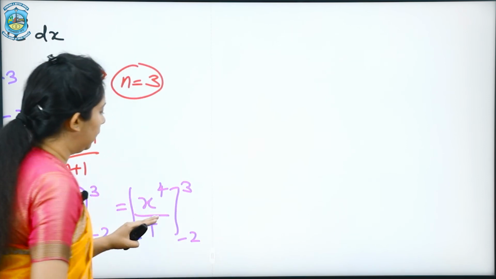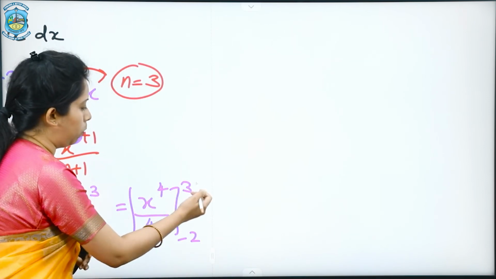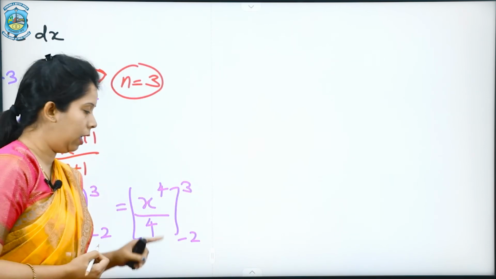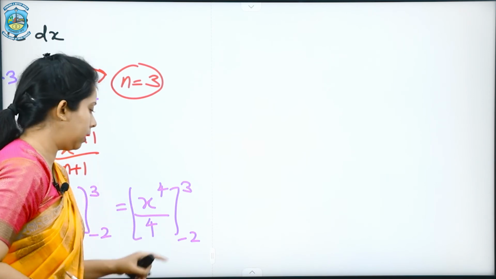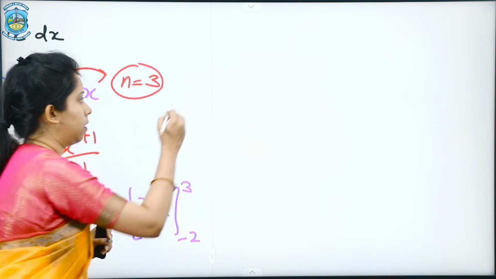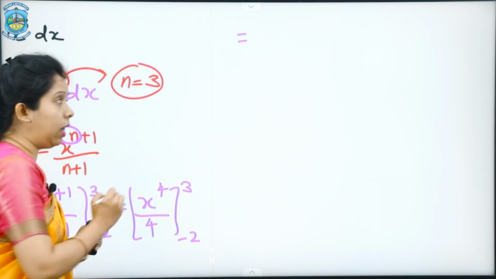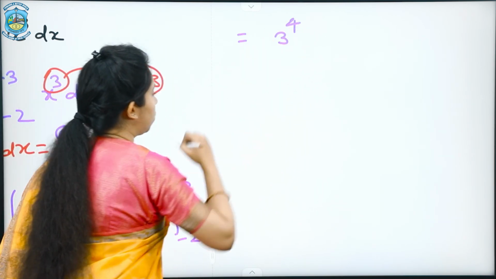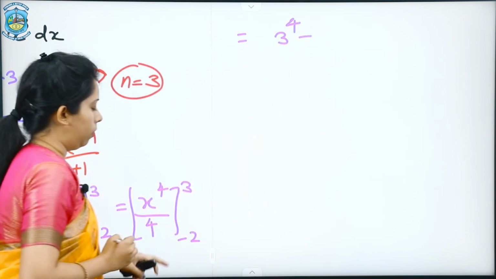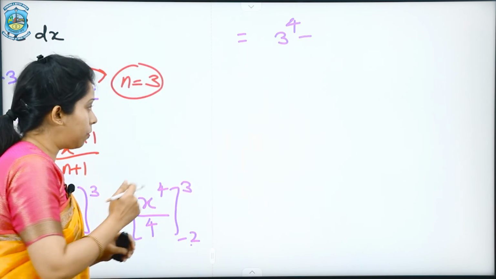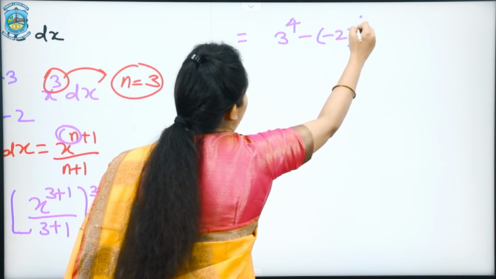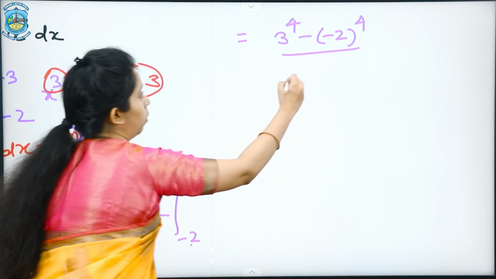So in this particular step, after this we will put the upper limit 3 in place of x minus the lower limit in place of x. So here we will get x, upper limit is 3. So we will put 3 raised to the power 4 minus of, the lower limit is also having a negative sign. So we will put minus 2 raised to the power 4 divided by 4.